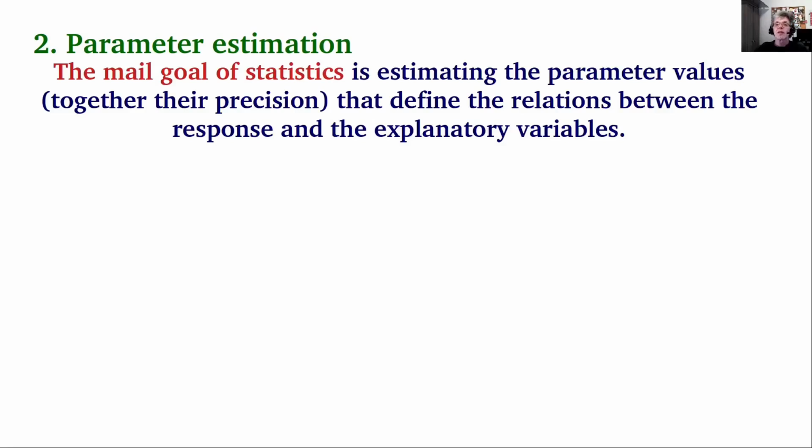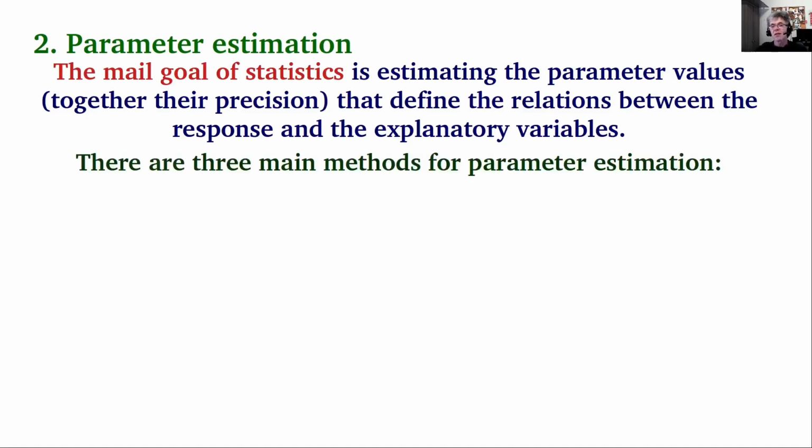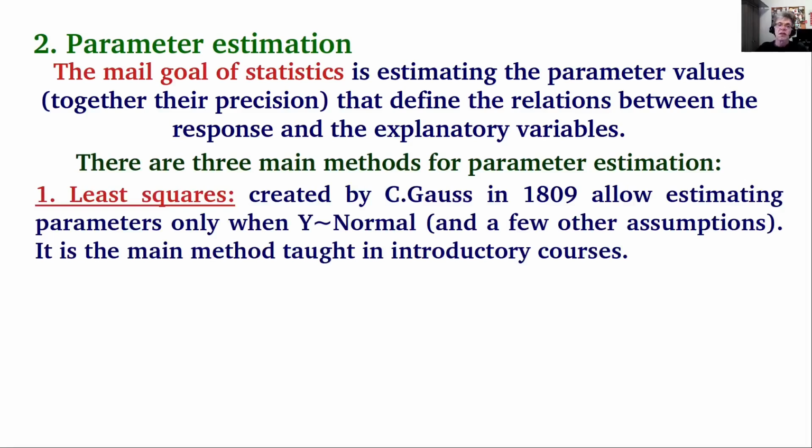So one of the main goals of statistics is estimating the parameter values, along with the precision or standard error, that define the relationship between the response and the explanatory variables. There are three main methods of parameter estimation. The first is the method of least squares, which we are not going to discuss here, created by Gauss in 1809, estimating the values of parameters only when the response variable has a normal distribution and a few other assumptions. This is the main method of parameter estimation taught in introductory courses.